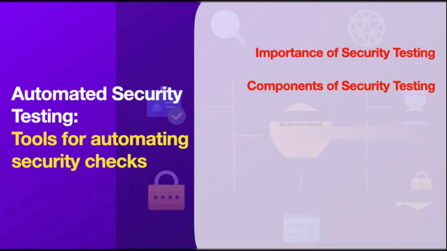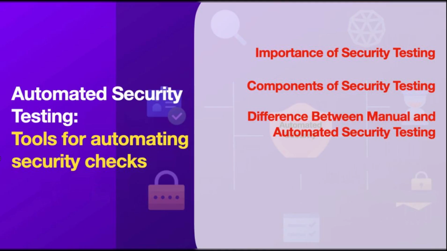Recognize the key components of security testing. Identify the main areas in software development and infrastructure where security testing must be applied, including code, artifacts/Docker images, and infrastructure configurations. Differentiate between manual and automated security testing.